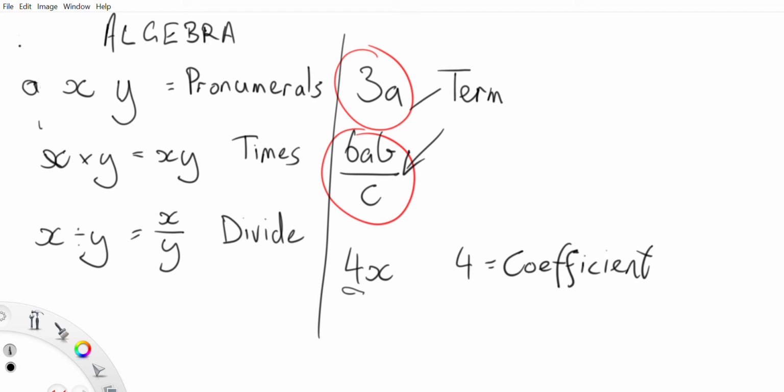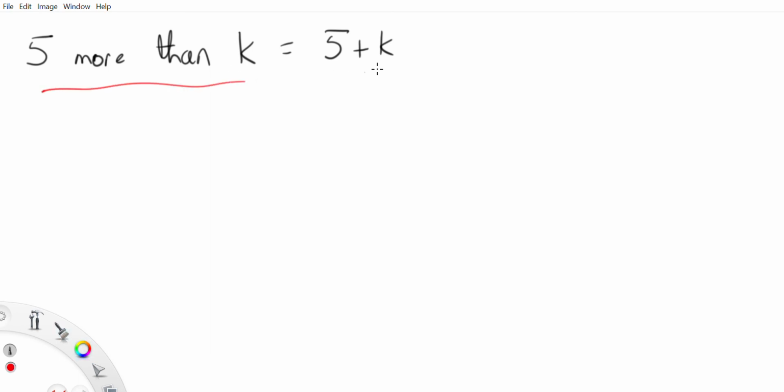The other thing that we need to know about is worded problems. So let's say I had a question like 5 more than k. 5 more than means plus. So if I had 5 more than k, that's like saying 5 plus k. So we're turning the words here into a mathematical expression.